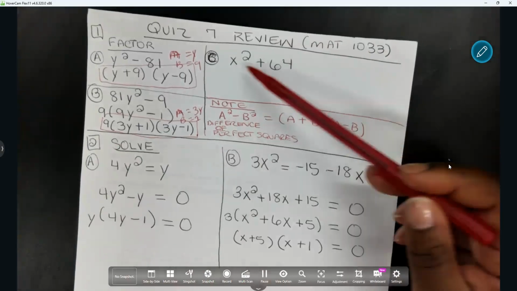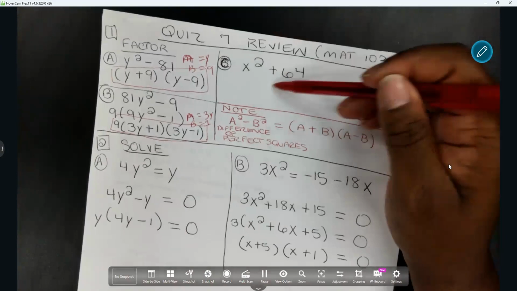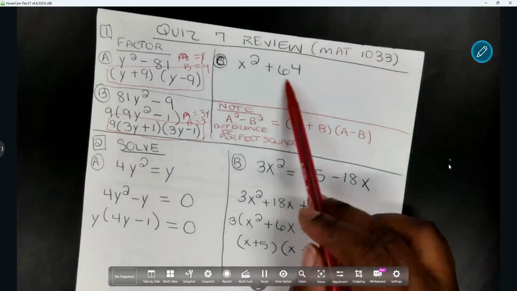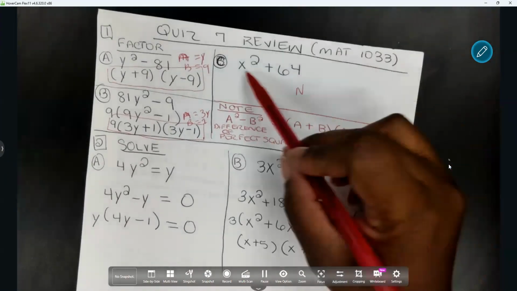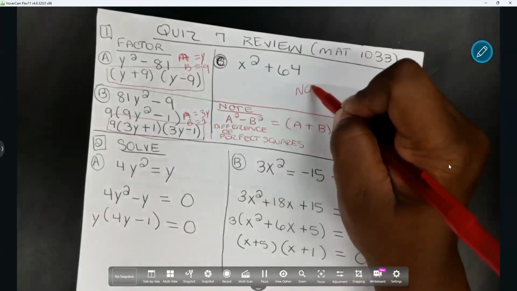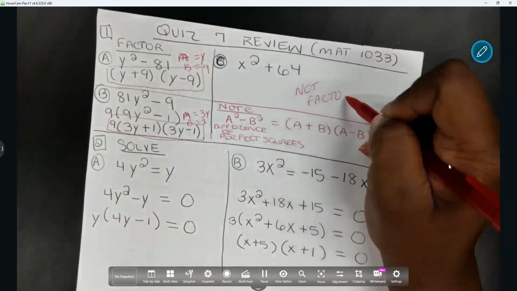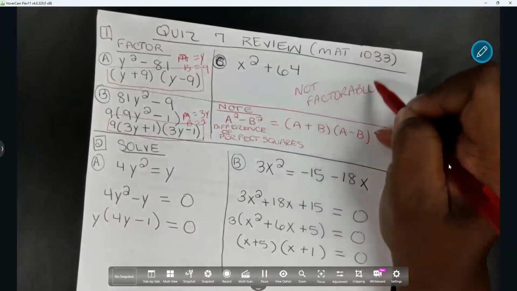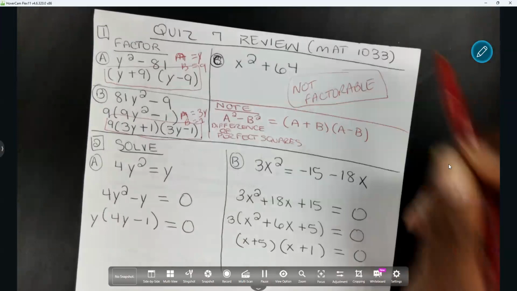So although we see perfect square numbers, we see a plus sign here. This is unfactorable. We don't have a sum of perfect squares that we can factor. So we write unfactorable, not factorable.